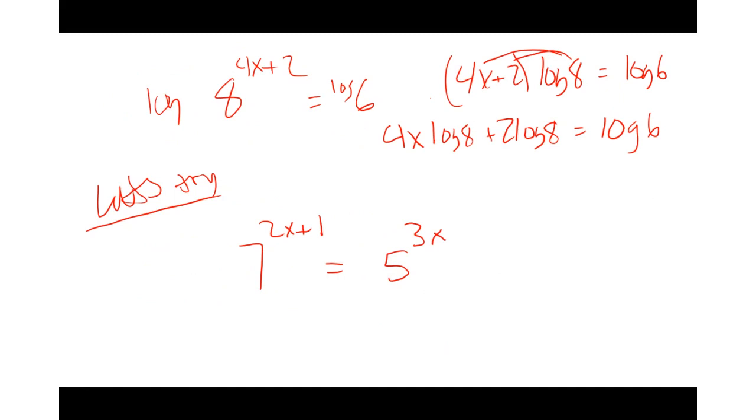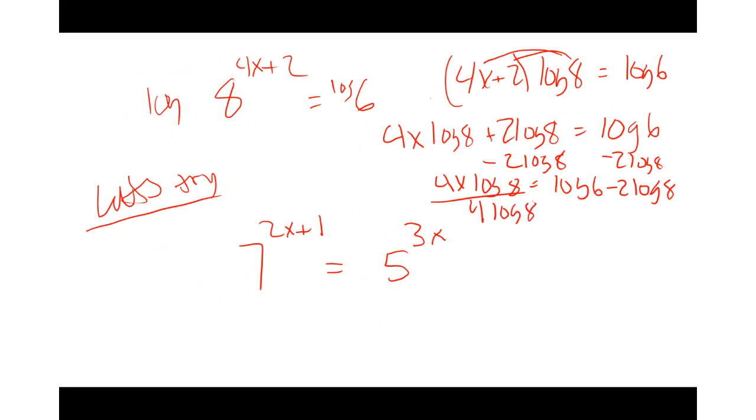All right. Well, let me go ahead and finish it up. Subtract 2 log 8, and we'll get 4x log 8 equals log 6 minus 2 log 8. Divide by 4 log 8, and you'll have it.